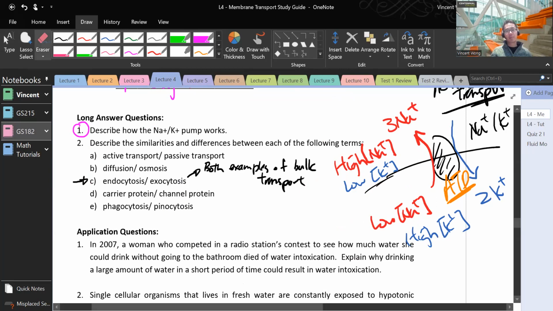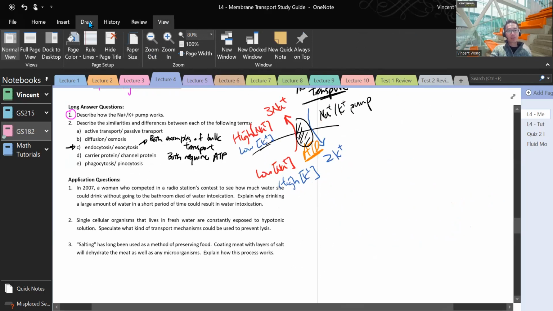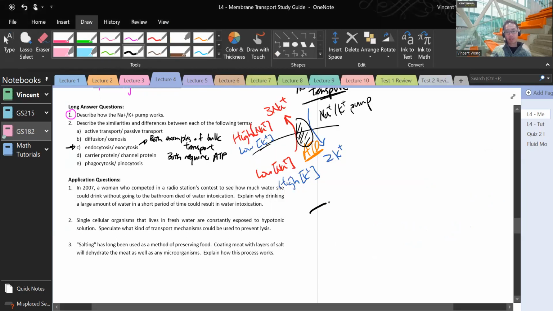Okay, so both are examples of bulk transport, both require ATP. Okay, and also both involve the cell membrane. Okay, so let me try to show this to you. You can just watch. You don't have to copy. So there is a cell membrane. And then let's say there is some stuff that you want to bring in, right? So what happens is the cell membrane will surround those materials.